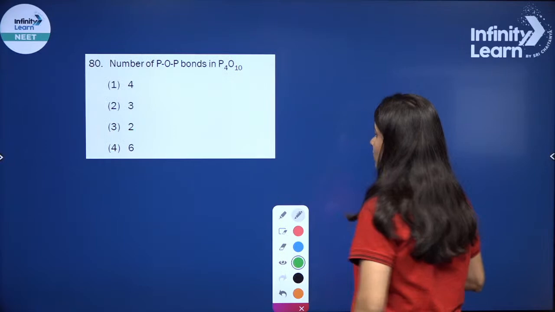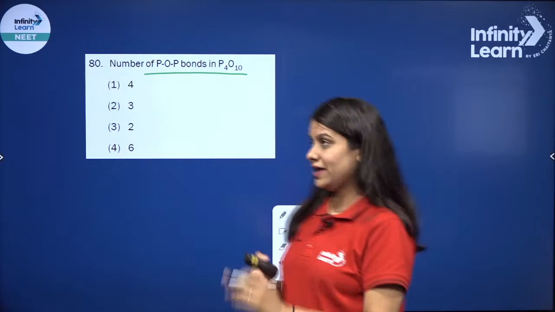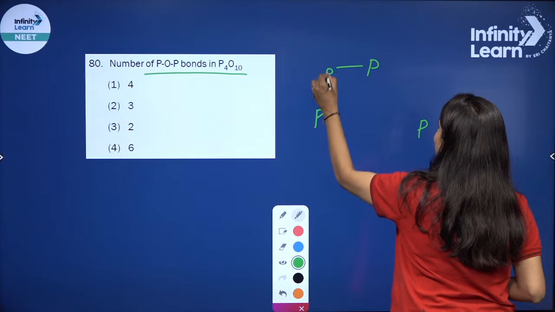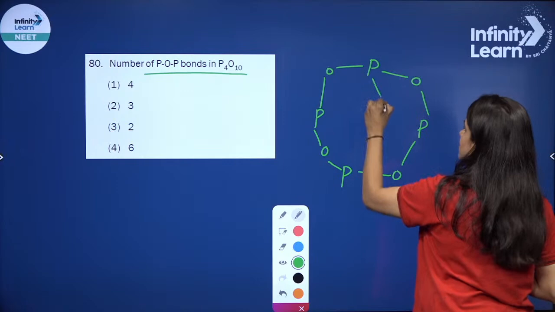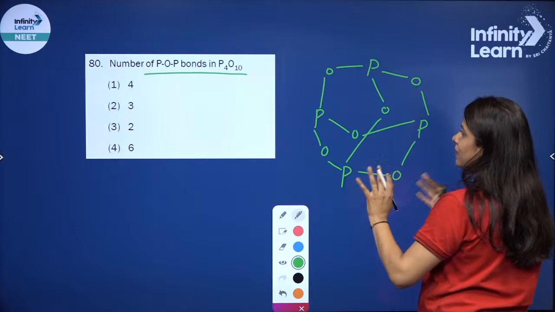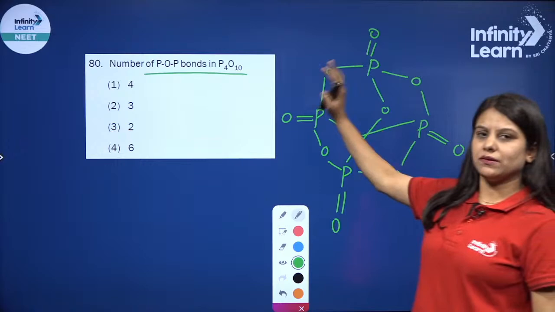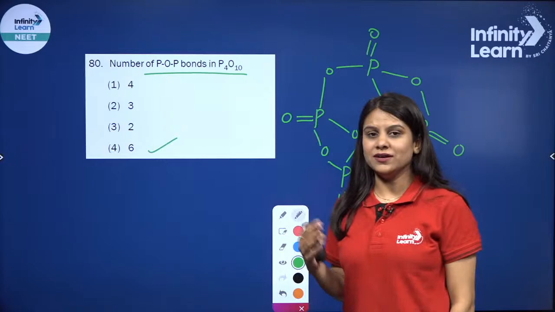Number of P-O-P bonds in P4O10. A very good question, or I can say a simple question. Many times this question comes from the P block based on the structure of P4O10. So let me draw the structure of P4O10. We have the P-O-P bonds between each phosphorus. Now these phosphorus are connected. I need to connect the remaining also. Now this is P4O6. Now I have 4 more oxygen. Now we need to find the P-O-P bonds. How many P-O-P bonds are there? 1, 2, 3, 4, 5 and 6. So the correct answer is option number 6. I am sure all of you have given this answer correctly.